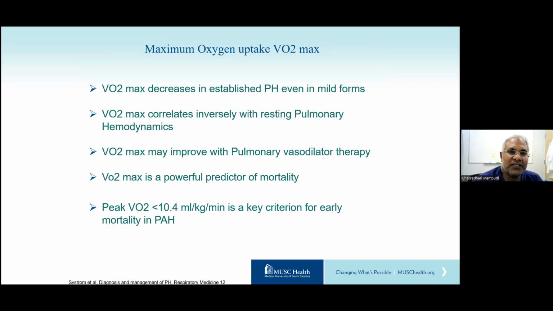Now, moving on to individual variables, there is maximal oxygen uptake or peak VO2. The VO2 max decreases in established patients, even in milder forms. And important to note that it correlates inversely with resting pulmonary hemodynamics, and it may improve with pulmonary vasodilator therapy. It's a powerful predictor of mortality, and studies have shown that a peak VO2 less than 10.4 ml per kg per minute is a key criterion for early mortality in PAH.